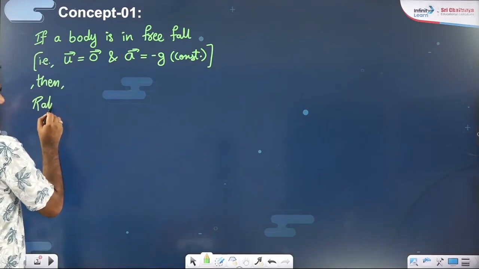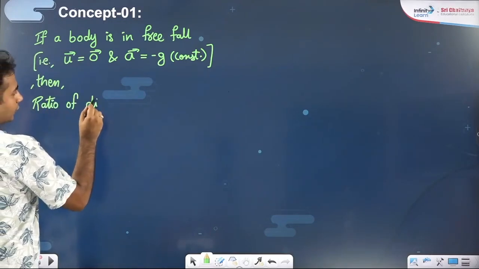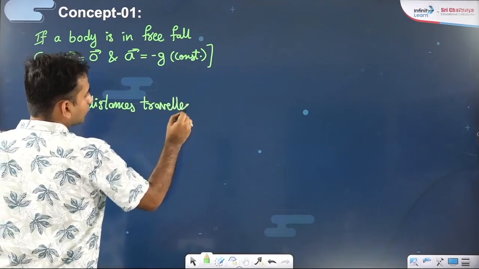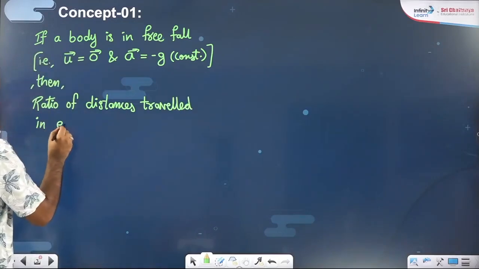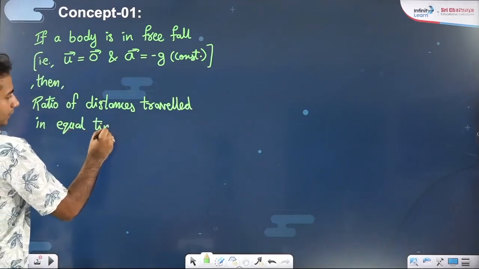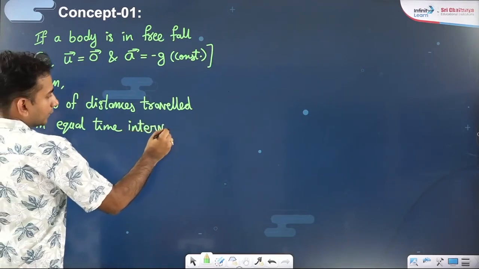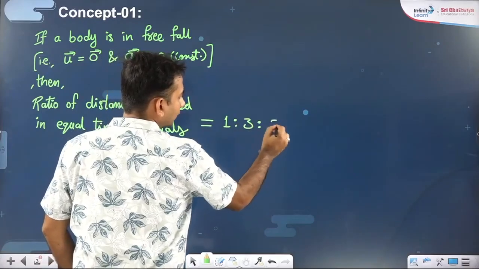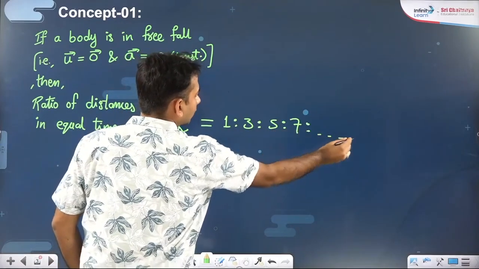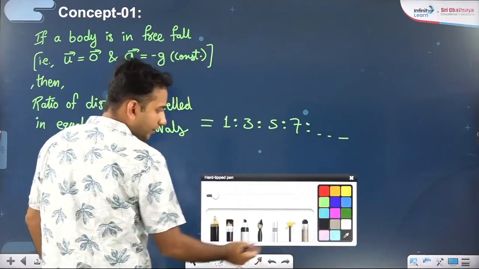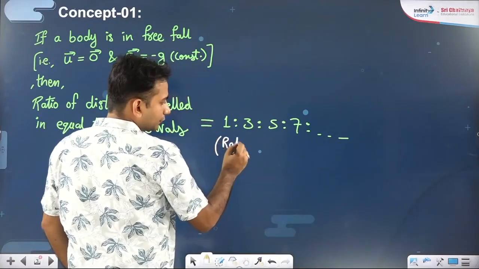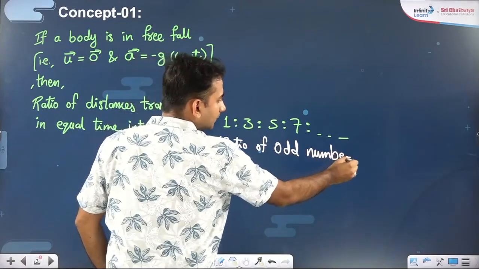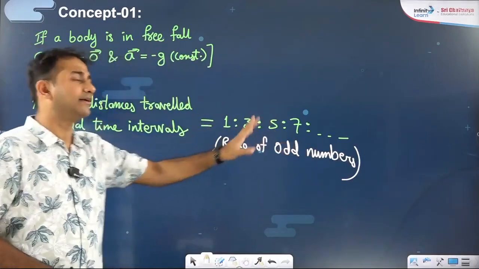the ratio of distances traveled in equal time intervals. Ratio of distances traveled in equal time intervals is given by 1:3:5:7 and so on. So this is basically the ratio of odd numbers. So where to stop, sir? That depends on how many equal time intervals you are talking about.